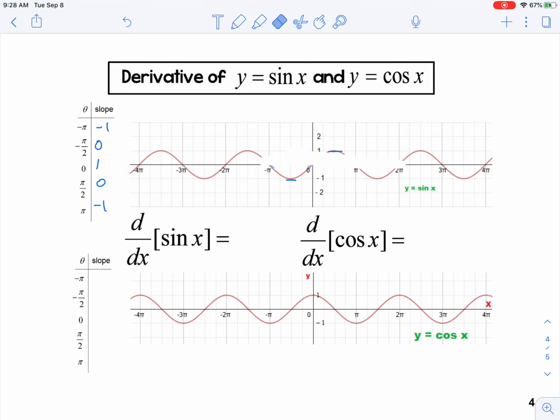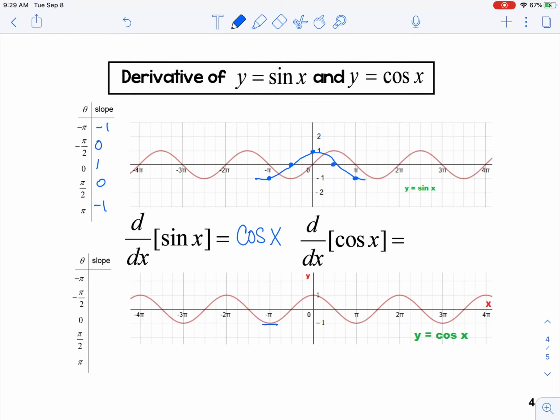So if we plot those points, hopefully you can see that this is the cosine curve. So the derivative of sine x is cosine x.